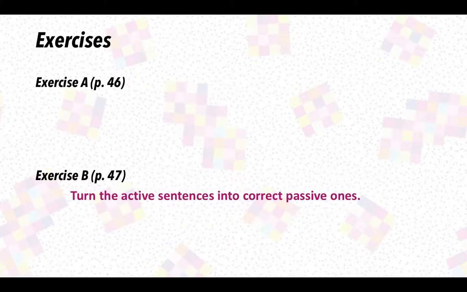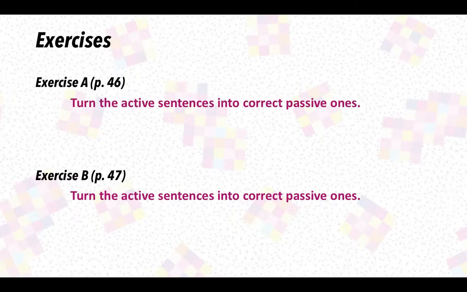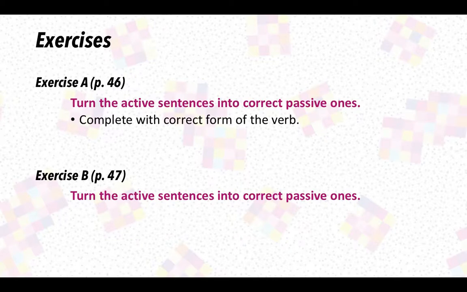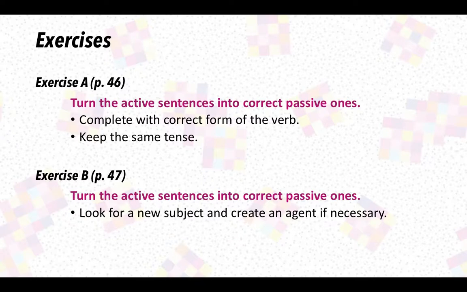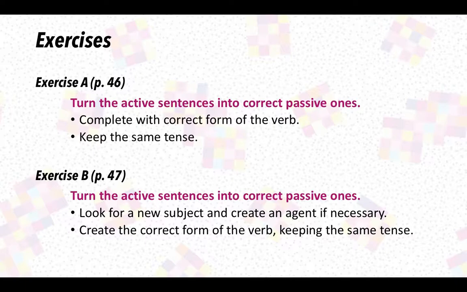On pages 46 and 47, you can find two exercises about the basic rules that I've just explained. In exercise A, you need to turn active sentences into correct passive ones. But the sentence is already created, so you just need to complete it with the correct form of the verb. Make sure that you keep the same tense. Exercise B is a little bit more challenging since you need to transform the whole sentence. First, look for a new subject and create an agent if necessary. Don't forget then to transform your verb form as well, keeping the same tense. The correction key for both exercises is available on SmartSchool.